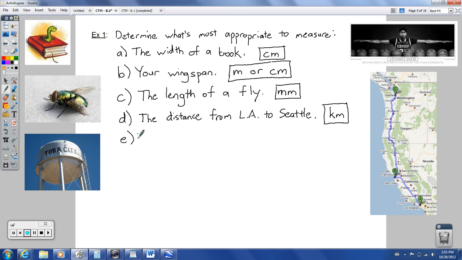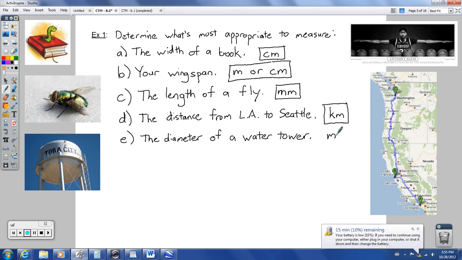And this is Tuba City, Arizona, their water tower. How about this? The diameter of a water tower. So to me, kilometer would be much too big for that. Millimeter too small. Centimeter I think too small as well. I think what would be most appropriate would be meters instead.